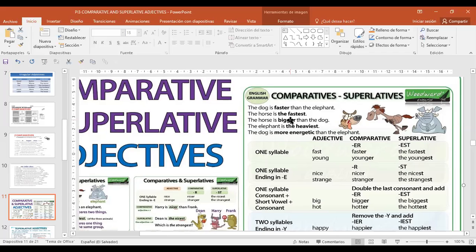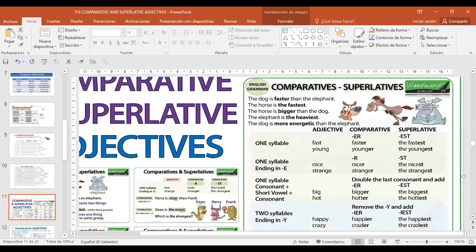The horse is bigger than the dog. In the other sense, no, don't worry. The elephant is the heaviest. If we talk about the three animals, the elephant doesn't have any comparison with the horse or with the dog. We can say the elephant is the heaviest, right? The dog is more energetic than the elephant. Yes, it is, and maybe even more energetic than the horse, okay?